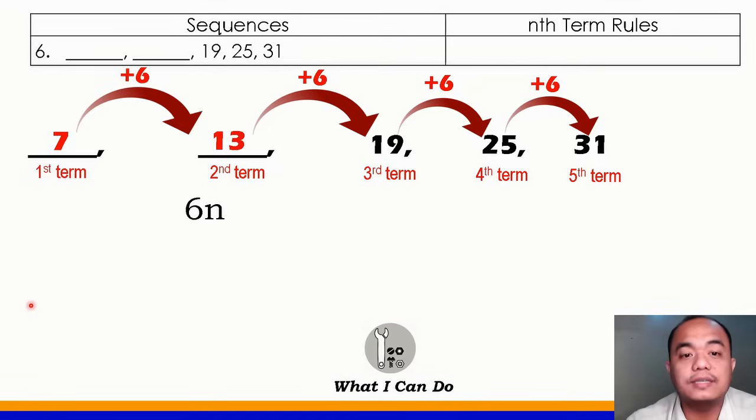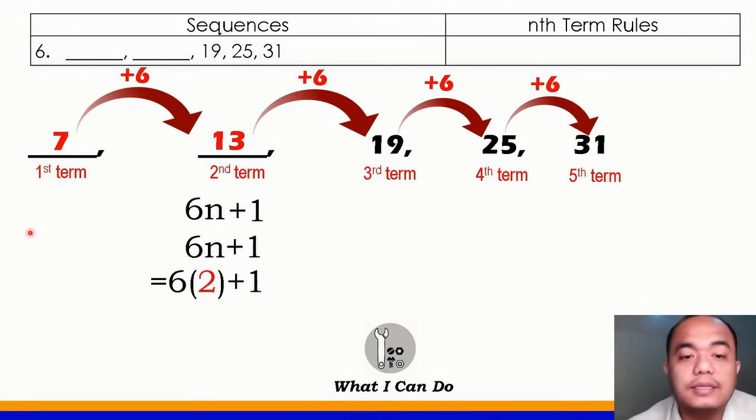So obviously, we have 6n because we have here a common difference of 6. But then, as you see, the common difference here is not the same with the first term. So para magkapareha sila, we will add 1 in here, right? So we will have 6n plus 1. So we have 6n plus 1, 6 times 2, because 2 is our missing term here. We have 6 times 2 plus 1, and 6 times 2 will give you 12, and then plus 1, and then we have 13.